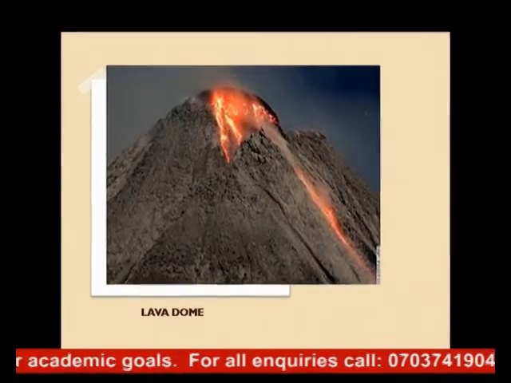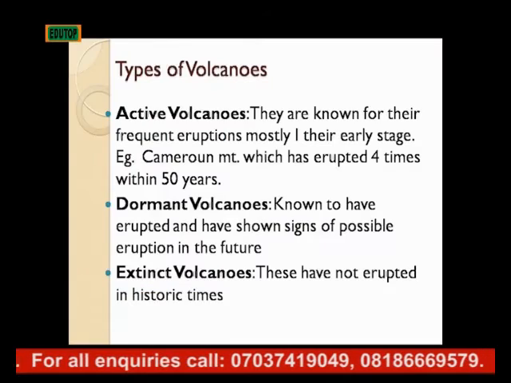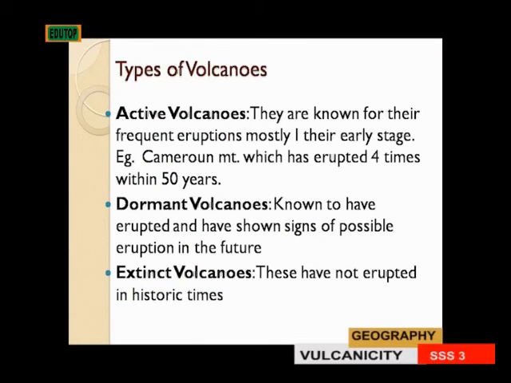There are types of volcanoes which we are going to consider briefly. We have three of them. One, we have the active volcanoes. Two, we have the dormant volcanoes. And finally, we have the extinct volcanoes. And all these three got these names as a result of their characteristics and behaviors.